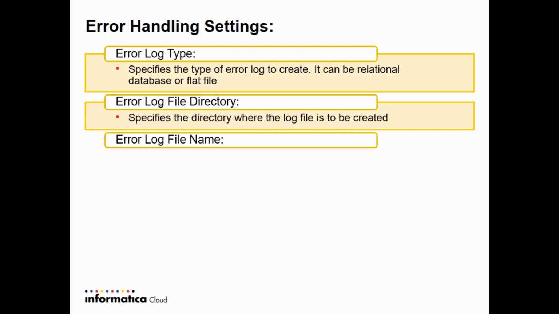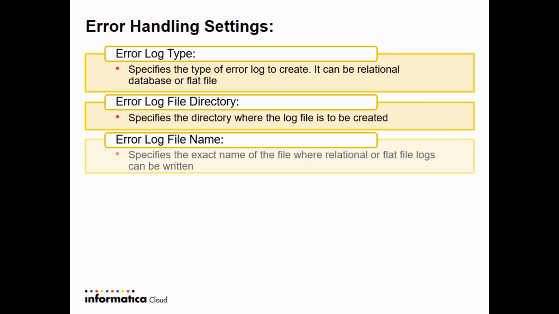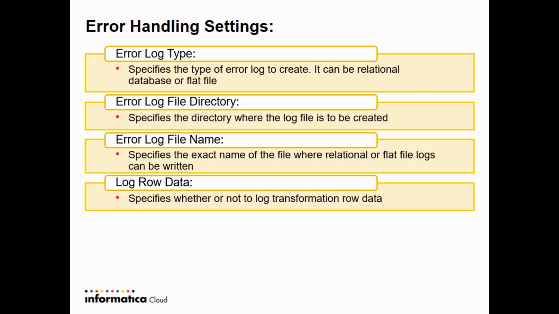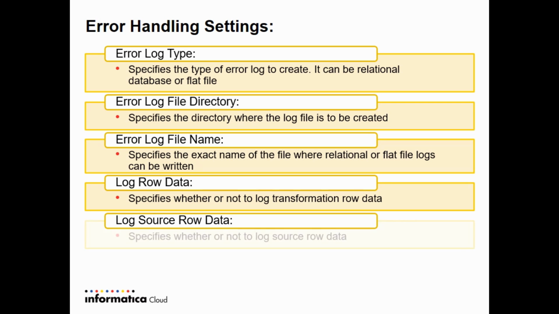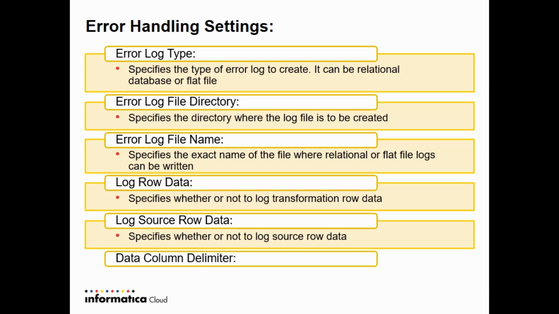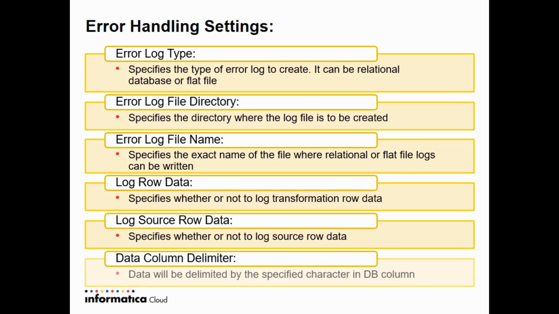Error log file name. Error log file name specifies the exact name of the file where relational or flat file logs can be written. Log row data. This specifies whether or not to log the transformation row data in the error log file. Log source row data. This setting specifies whether or not to log source row data in the error log file. Data column delimiter. If this setting is on, data will be delimited by the specified character in the DB column.